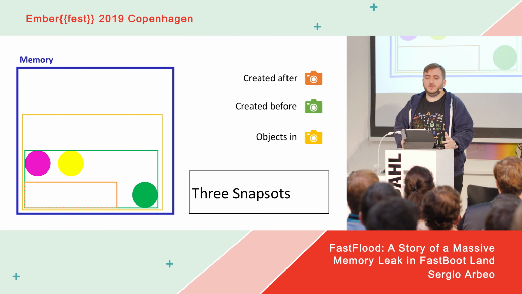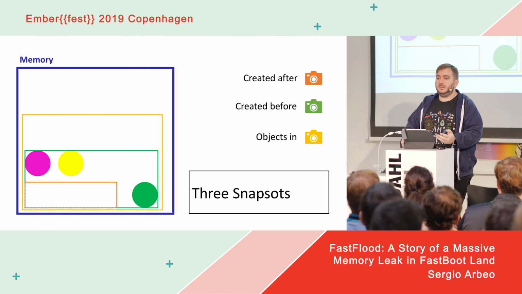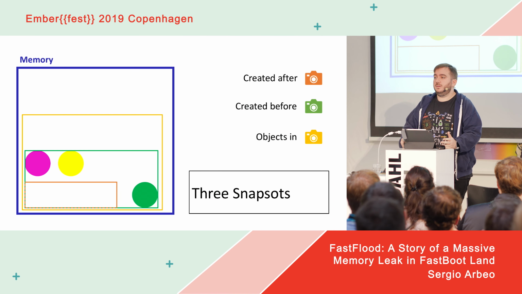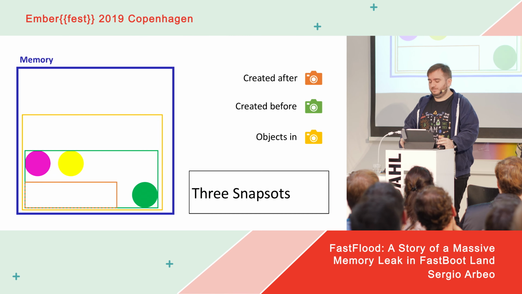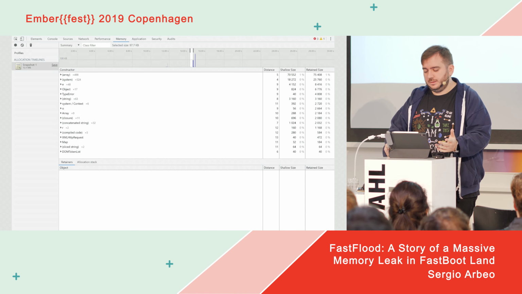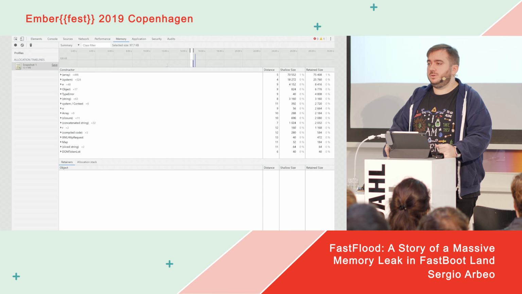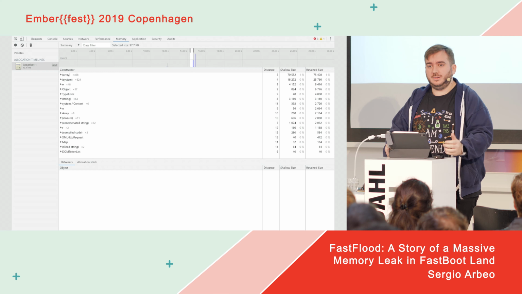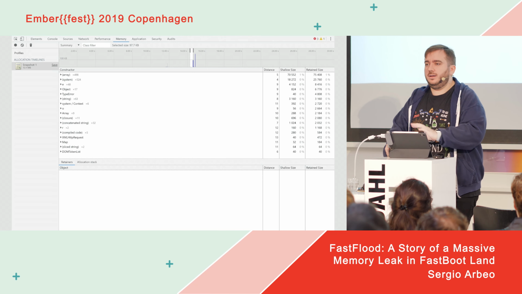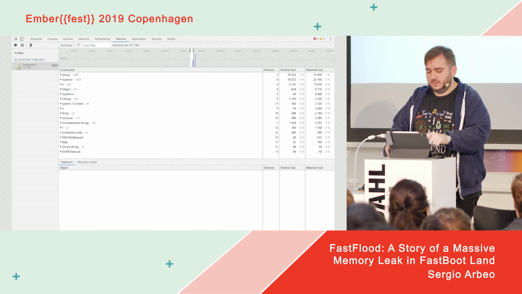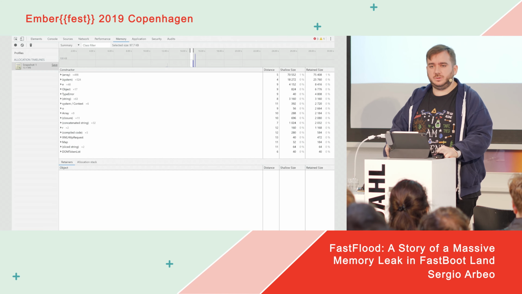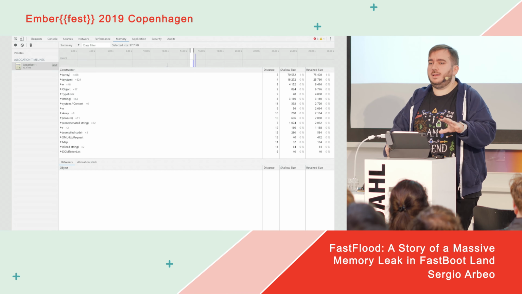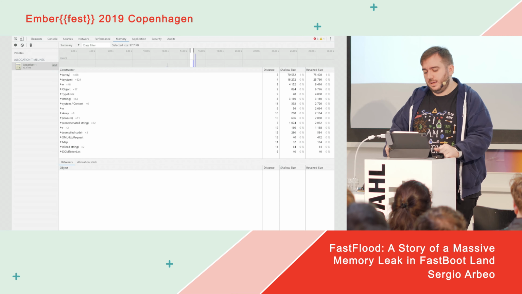Why is this useful? Because then you only need to inspect a small portion of your memory, not everything that's in there. But again, this is not useful for FastBoot because we cannot do that action. That action is just a request. More useful is this other tool in the memory panel of the Chrome DevTools, and that's the timeline. If you see, it's the very same UI, except for the timeline above.